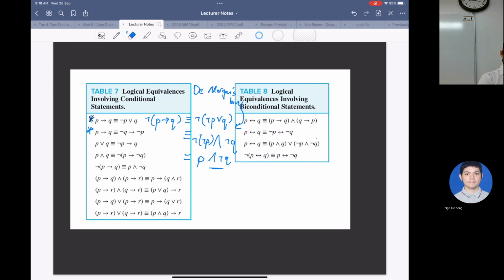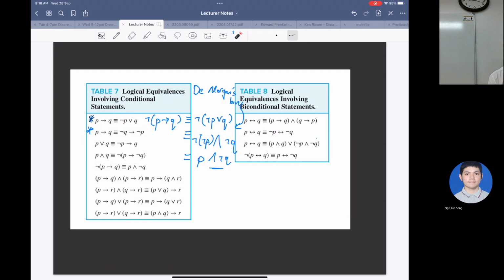Okay. So that means if you want to show that P implies Q is false, you need to show that, given P, you have not Q. This is how you show that P implies Q is false. You need to have P and then not Q, and you will show that this is false.